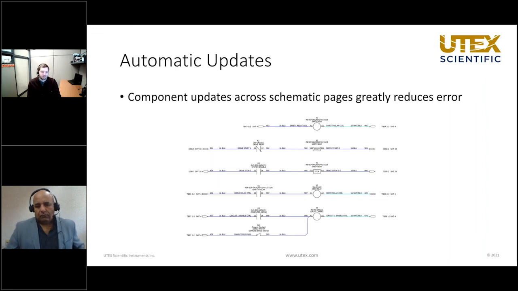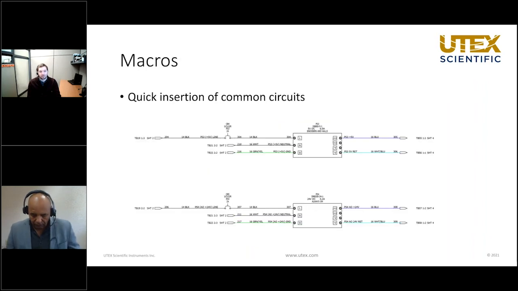Automatic updates also allow for quick changing of multiple symbols. For example, you need to go from an ANSI to an IEC drawing, or update the colors of all your wires. It really speeds up the process of making the schematics. Macros have also really sped up the schematic creation. While a lot of our cabinets will be different in layout and number of components, certain circuitry is used in almost every system we build.